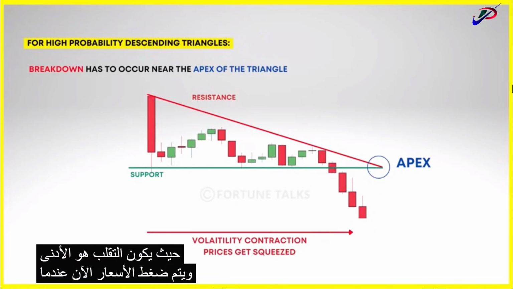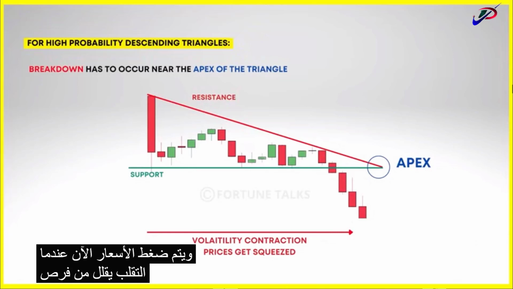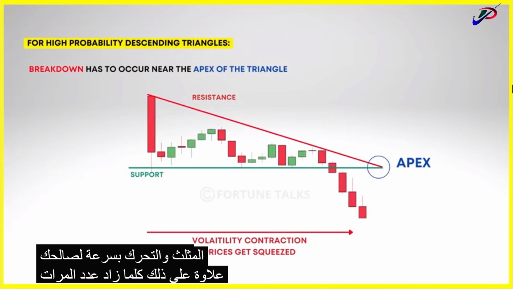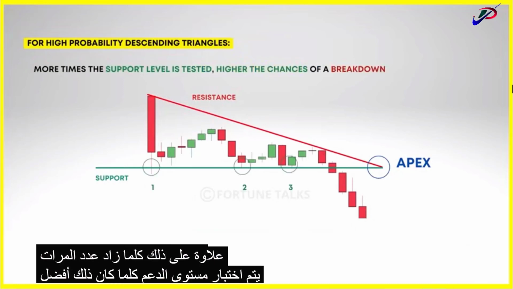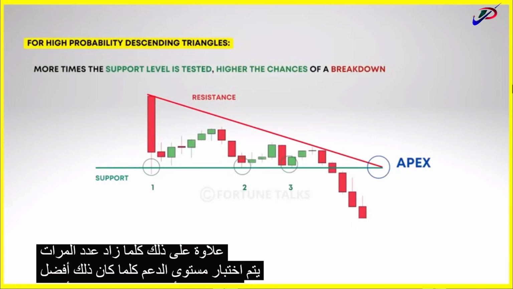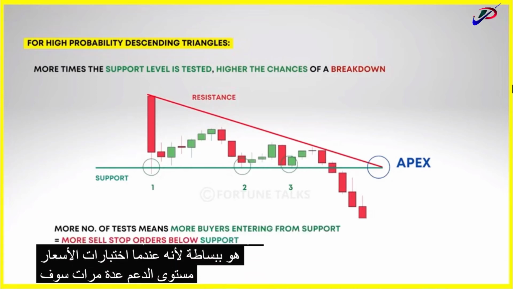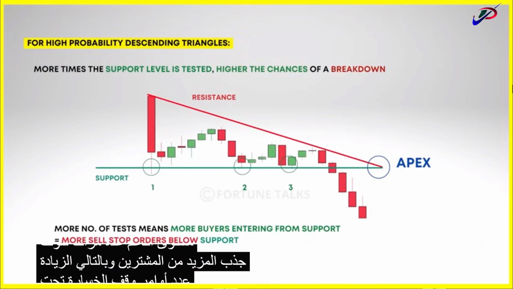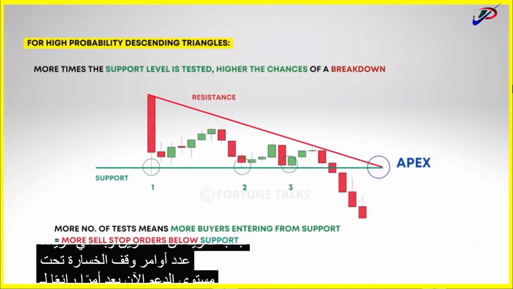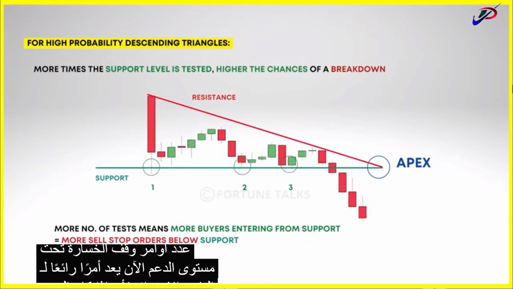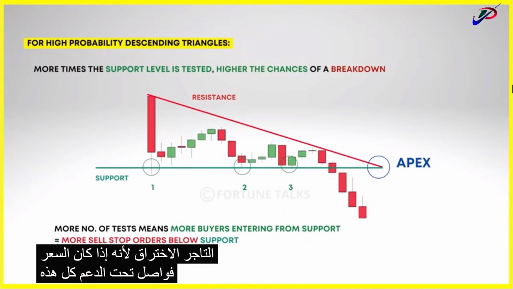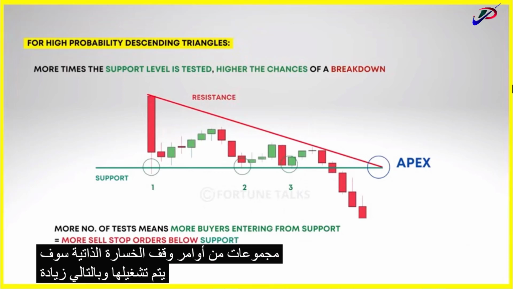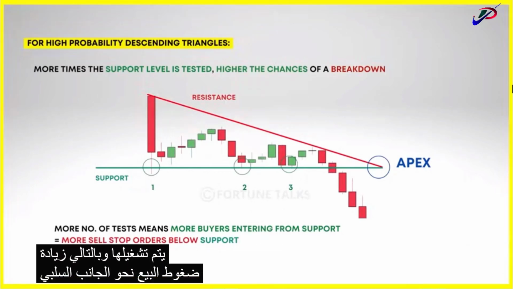Now when the volatility decreases, chances are the price will explode out of the descending triangle and quickly move in your favor. On top of that, the more times the support level is tested, the better. This is simply because when the price tests the support level multiple times, it will attract more buyers and thereby increase the number of stop loss orders below the support level. Now this is great for a breakout trader because if the price breaks below the support, all these clusters of sell stop loss orders would be triggered, thereby increasing the selling pressure towards the downside.